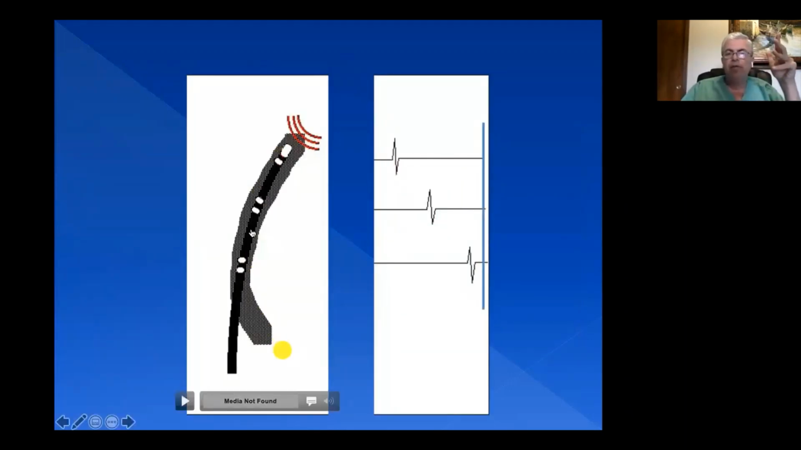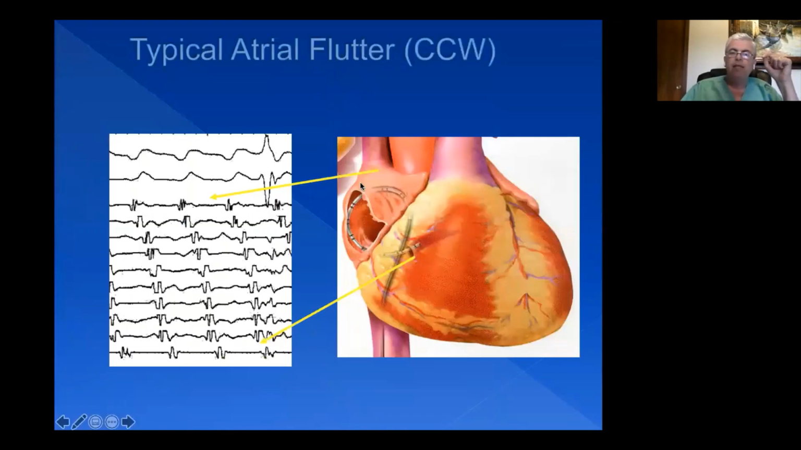You have recording electrodes inside the heart, and you have an activating wave front moving in this direction. You can imagine this pair of electrodes will be recorded before this pair, before this pair. So when you see that kind of recording, you know it's going in that direction, and that will make it counterclockwise. And this is an actual recording.